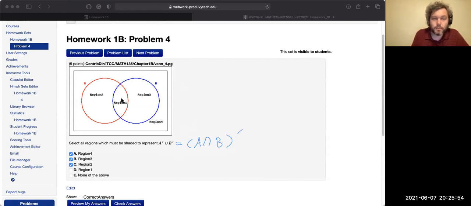So it's everything but region 1. We just don't want region 1. So that's what De Morgan would say. And so that's how I would simplify that problem for myself. Okay. So hopefully that helps.